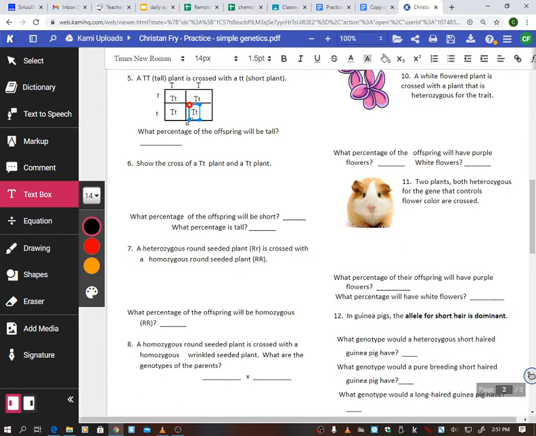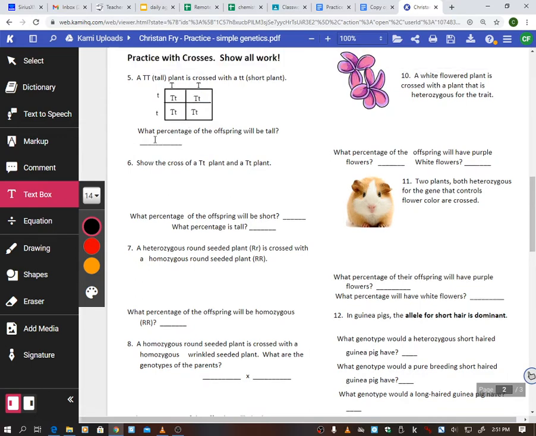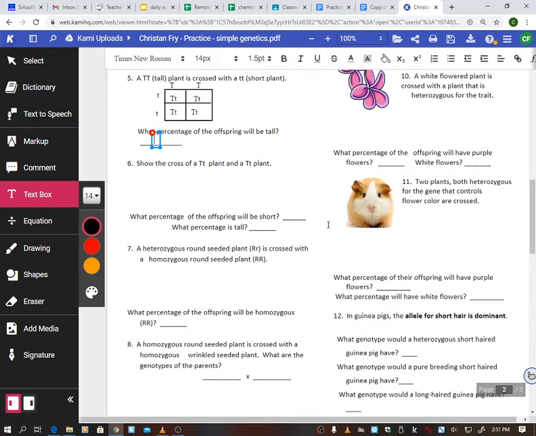Now, most of the time, this is a probability, right? I could say, I'm going to flip a coin twice. How many times will I get heads? Well, 50% of the time. That does not mean that that's what's going to happen. I could get heads twice. So this is just the probability. So what percentage of the offspring? I'm going to put 100%. And in this case, that's what's always going to be true.